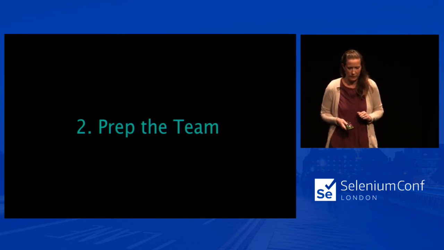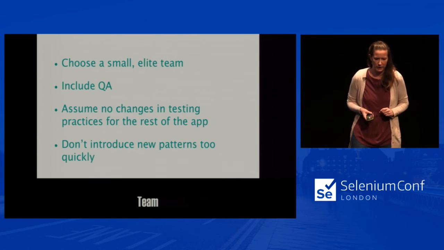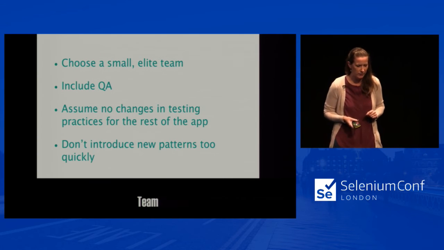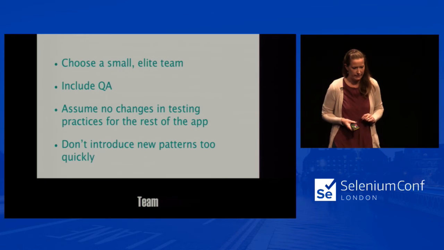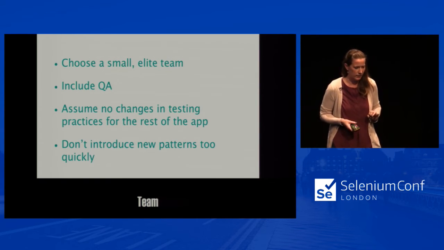Once you've picked the area you want to work on, it's time to get the team. Choose a small elite team and include QA on this. It might seem like a no-brainer, but unfortunately, it's not the case everywhere. And I can't say how many times I've seen efforts start, and then I ask, did you include testing in this? Only to hear crickets.